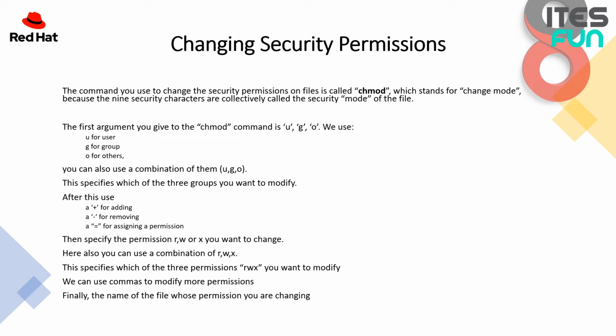a plus is used for adding, a minus is used for removing, and equals is used for assigning a permission. Then we specify the permission r, w or x we want to change. Here also we can use a combination of rwx. This specifies which of the 3 permissions rwx we want to modify. We can use commas to modify more permissions, and finally the name of the file whose permission we are changing. Let's take a look at it.